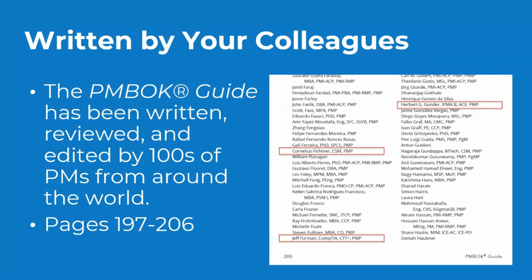In the current version, the 7th edition there, pages 197 to 206, so that's 6 pages worth of densely populated names, and I've highlighted 3 here. So shout out to Herbert Gonder, and also a shout out to Jeff Furman here, who are also listed together with me on page 200 of the PMBOK guide 7th edition.